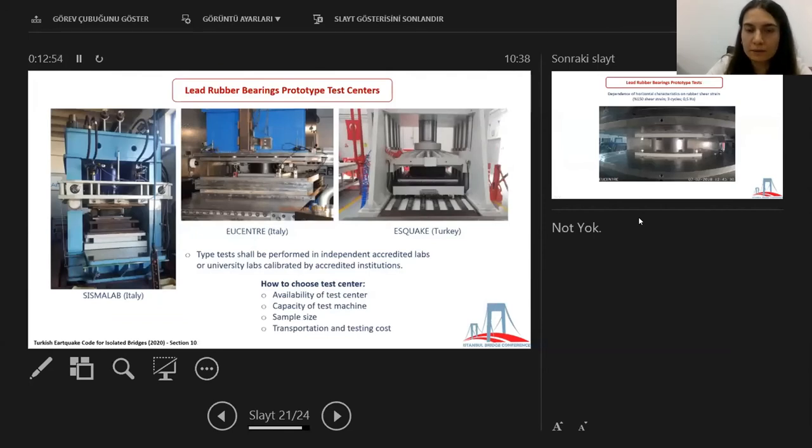Here you see pictures from the test centers that we can use for isolators to be tested. Type tests shall be performed in independent accredited labs or university labs calibrated by accredited institutions. How we choose a test center can change according to the availability of test center, capacity of test machine, sample size, and transportation and testing costs.